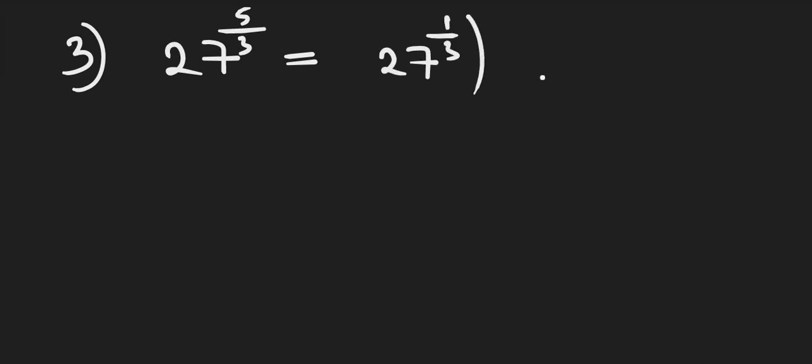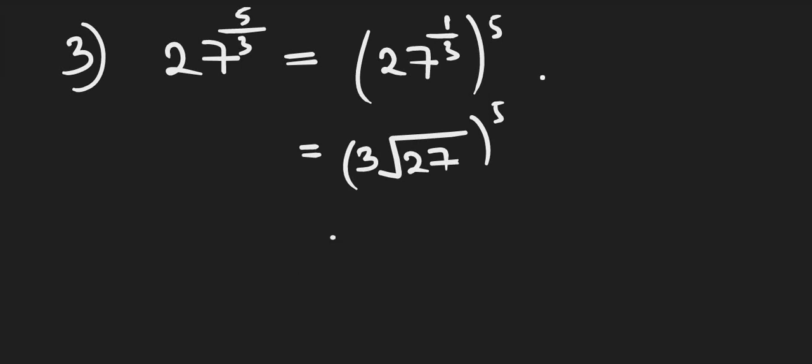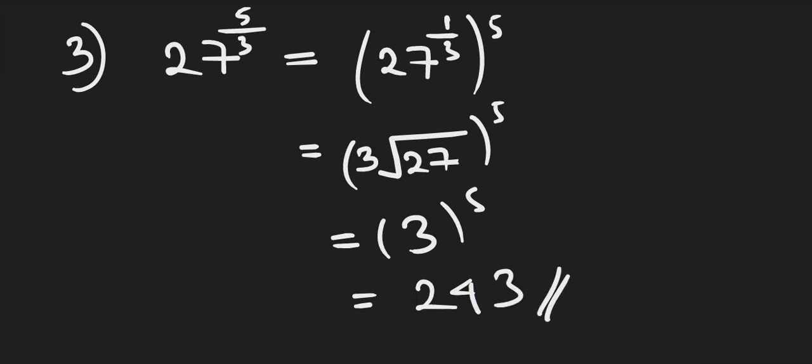See example number 3, 27 to the power of 5 over 3. Now this is equal to 27 to the power of 1 over 3, multiplied by 5. The cube root of 27 is 3. 3 to the power 5 is 243. Now that's about the rules of indices and how we can apply them in solving simple problems.